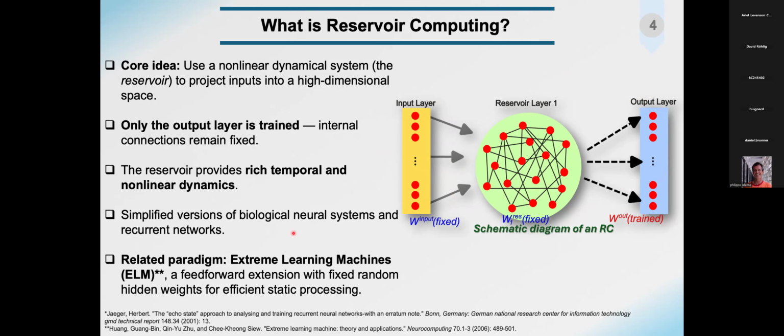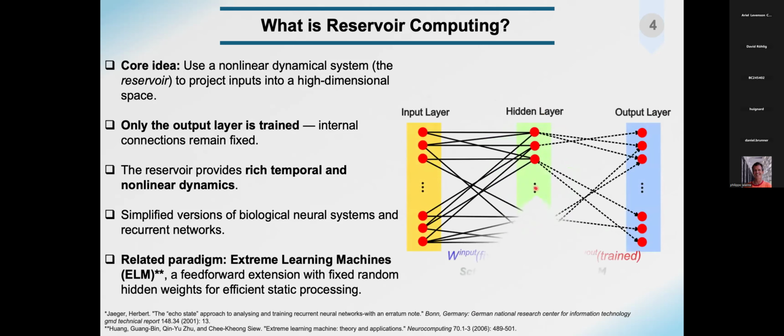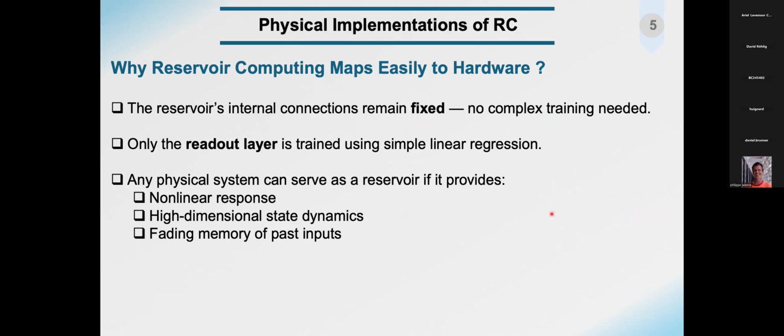Now, a quick aside for a curious audience: there's a very related paradigm known as the extreme learning machine. It's a feed-forward cousin of reservoir computing. Here is the architecture for this. You have one single hidden layer. You have, again, the fixed input layers, but no internal connections within. And the data strictly flows one way. So it's also very good, blazing fast for training on static tasks like image classification. Now, if we look at the physical implementations of RC, the magic is the fixed reservoir.